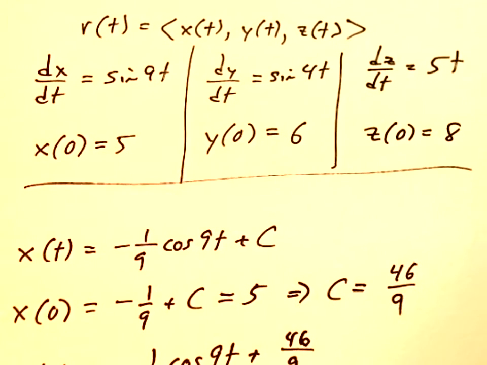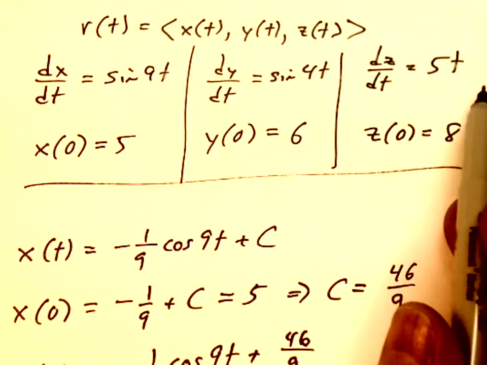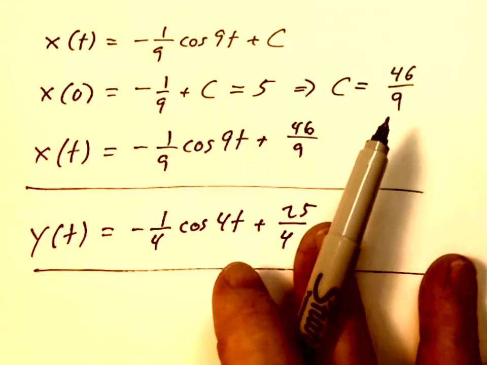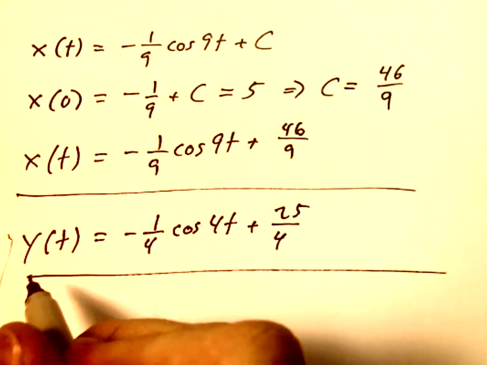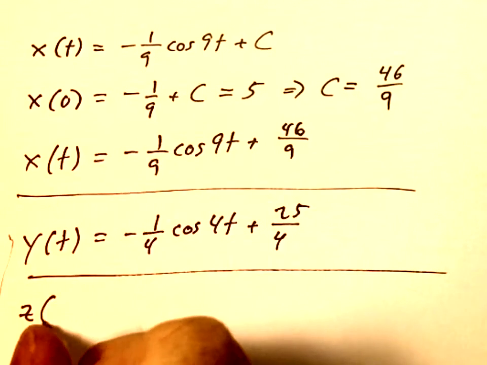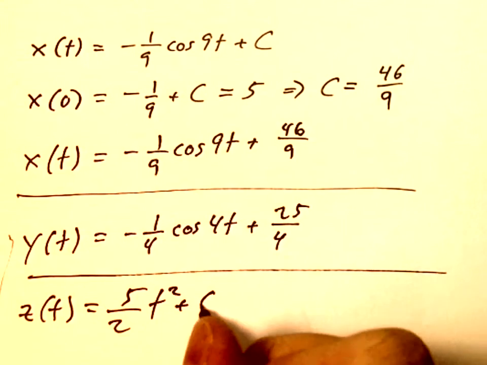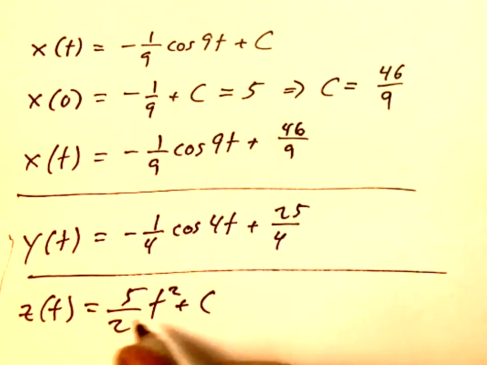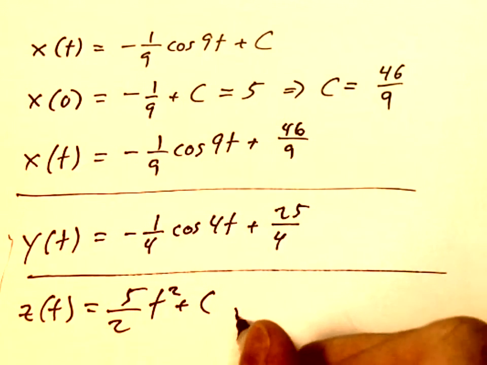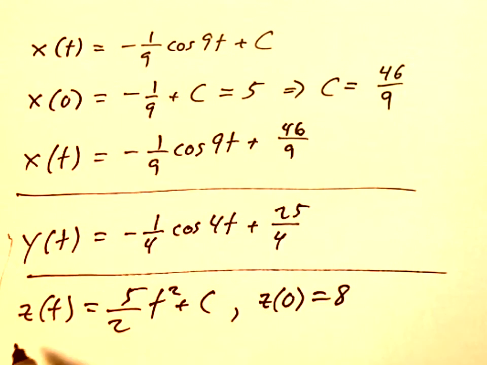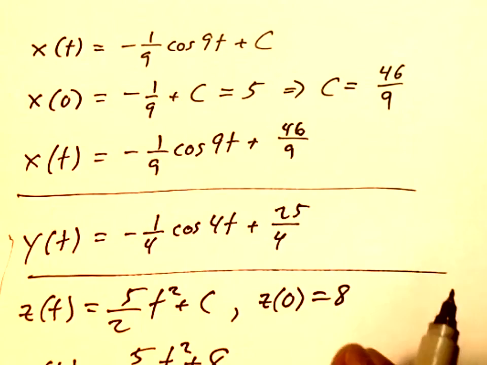And then finally we want to get what z of t is. So I go back up here, my dz/dt is 5t, and z of 0 is 8. So I'm going to integrate there. I'm going to have z of t equal to 5/2 t squared plus some constant. But we want z of 0 to be 8. So our z of t is going to be 5/2 t squared plus 8.